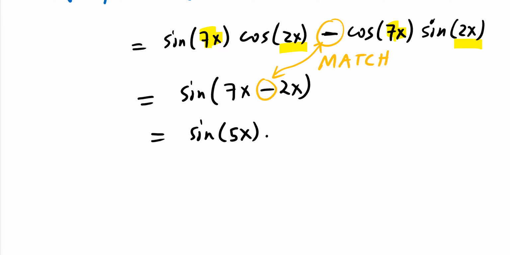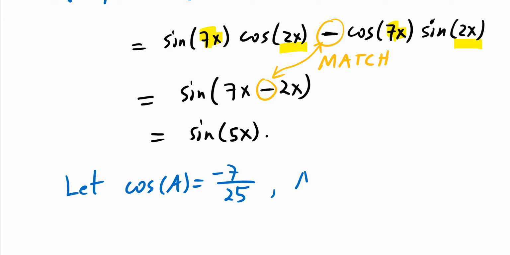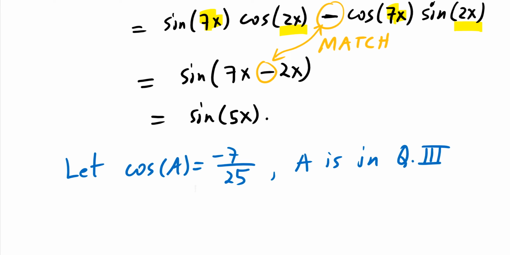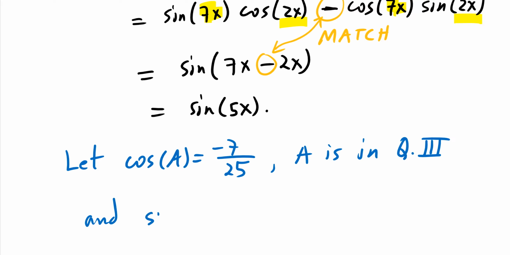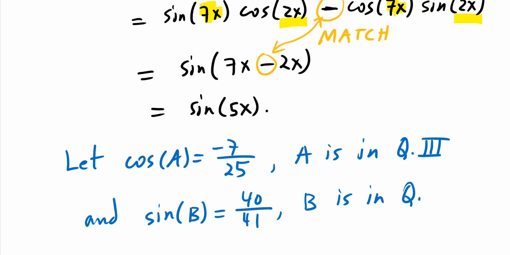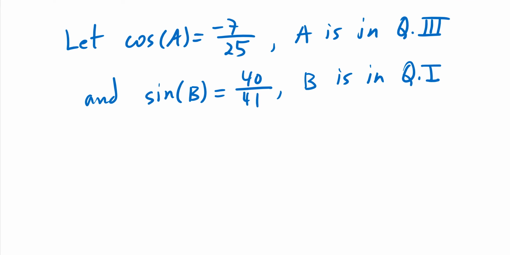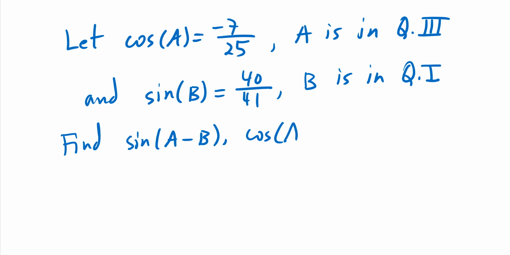Let's look at a slightly different example. Let cosine A be negative 7 over 25, where A is in quadrant 3, and sine B is 40 over 41, where B is in quadrant 1. Find sine A minus B, cosine A minus B, and from those we're also going to find tangent A minus B.